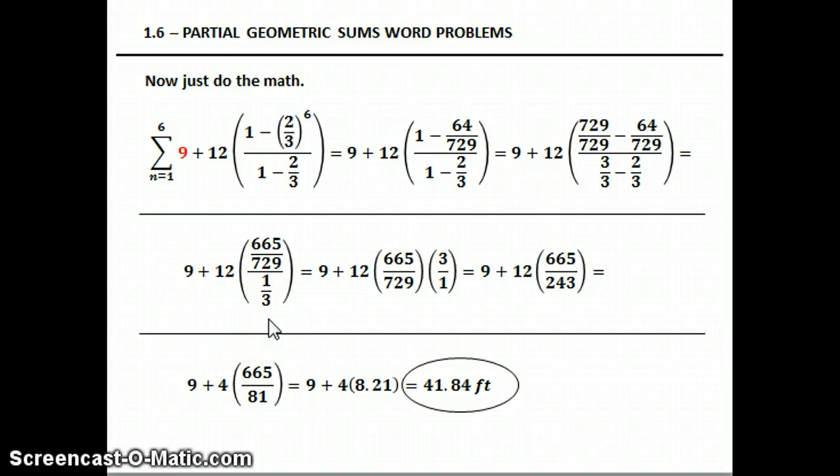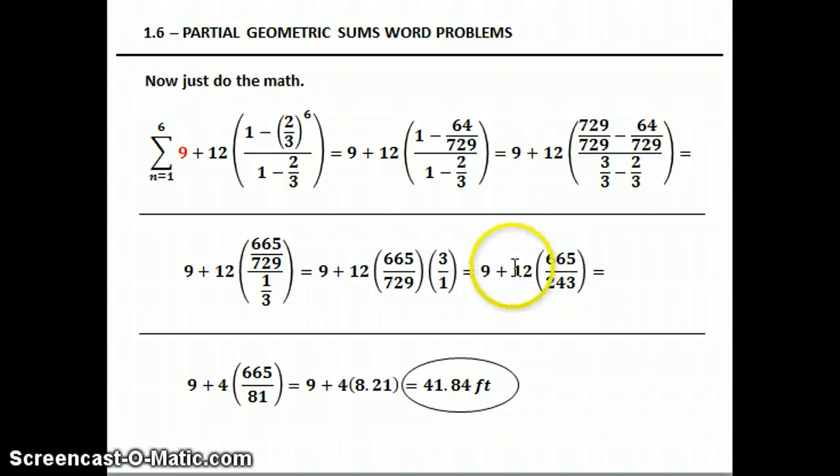Well, I'm just going to divide these. When you divide, you multiply by the reciprocal. So I'm going to flip it over here and make it multiplication. Then I'm going to cancel wherever I can. And I know I can cancel 3 and 729 because of those rules of divisibility. And then I end up with 243 in the bottom, in the denominator.